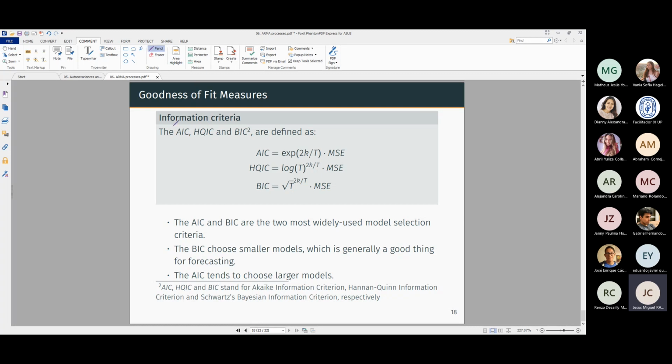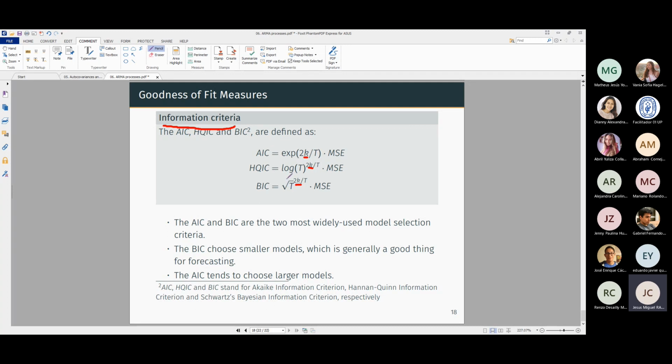Okay. And there are other metrics now. Let me introduce you to the information criteria that are based on the mean square error. We have the Akaike, Hannan-Quinn, and the Bayesian information criteria. Those are computed using the mean square error and adjusting it by penalizing the addition of variables. The penalization term is different in each of these cases.